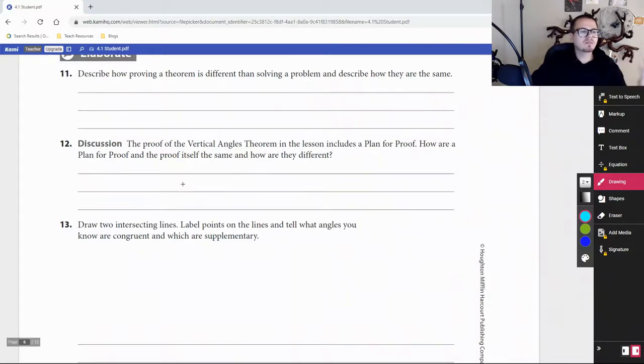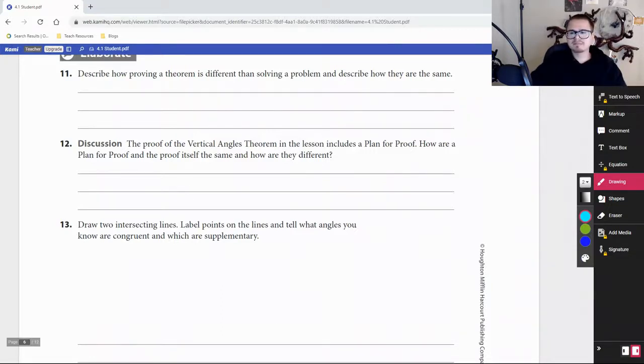The proof of the vertical angles theorem follows a plan. So how are plan for proof and the proof itself the same and different? Well, a plan is less formal. I'm cool with plans. Just write it out. You're making logical steps. You're writing out everything that you have, and then the formal proof just kind of adds a little more to it, a little more detail.